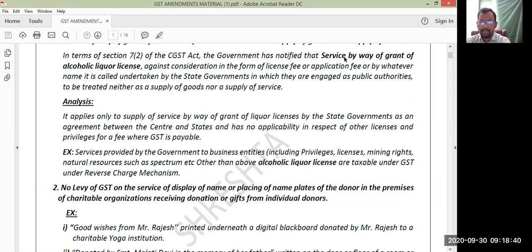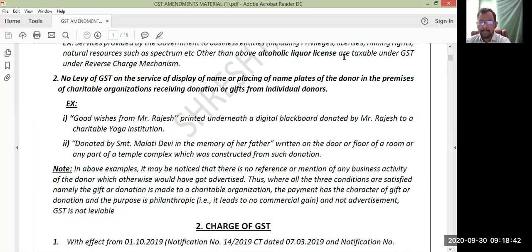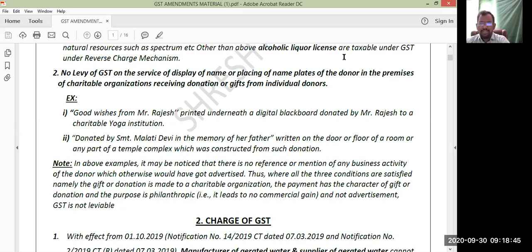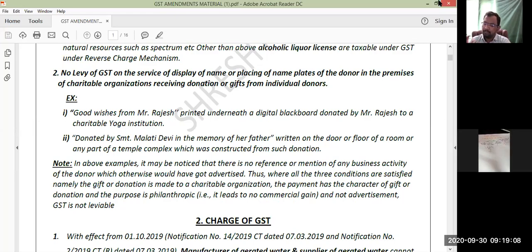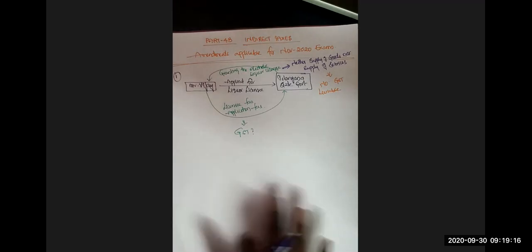Second point. No levy of GST on the services of display of name or placing of nameplates of the donor in the premises of charitable organizations receiving donation or gifts from individual donors. Now, what is this? So let us take an example. Example for the second amendment.